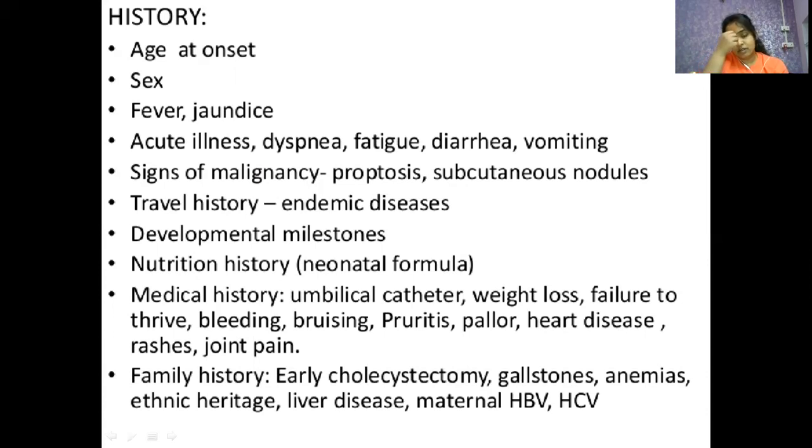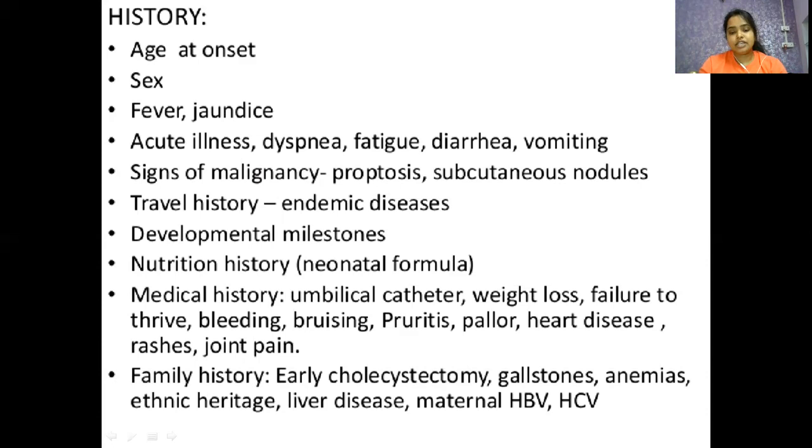Travel history is found in endemic diseases. Developmental milestone and nutritional history: it is all history about pediatrics, so it is important. Developmental milestone, nutritional history means neonatal formula, and medical history like umbilical catheter, weight loss, failure to thrive, bleeding, pruritus, pallor, heart disease, rashes, and joint pain.